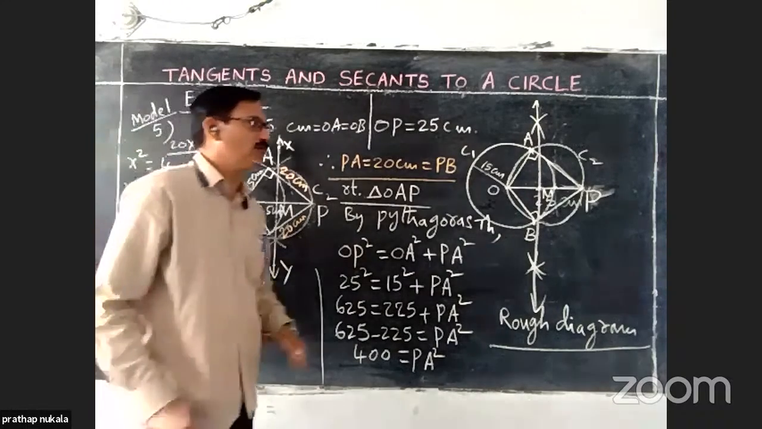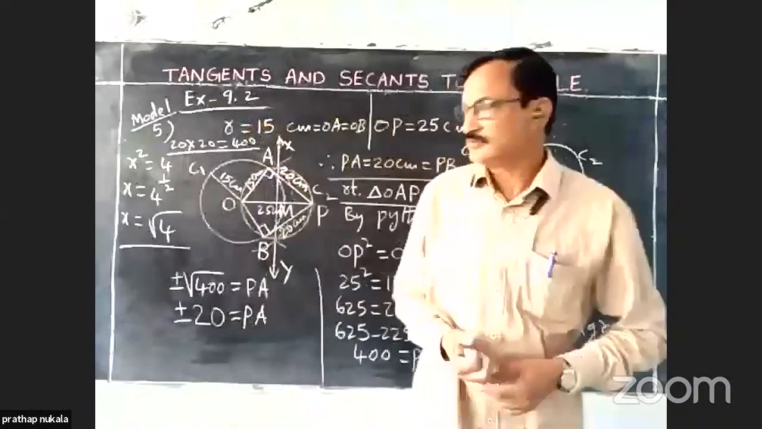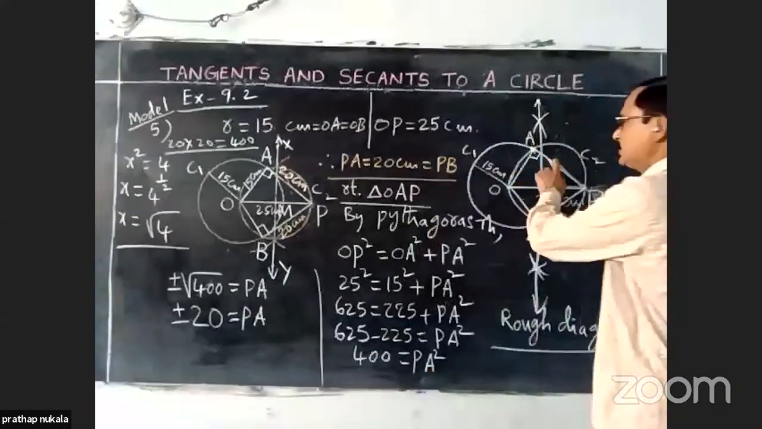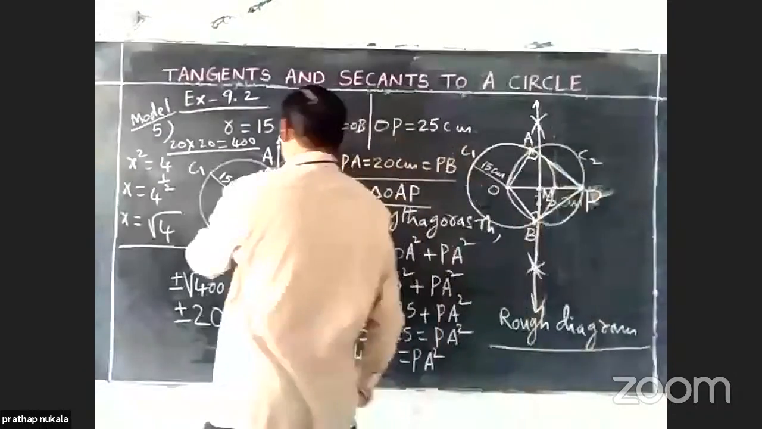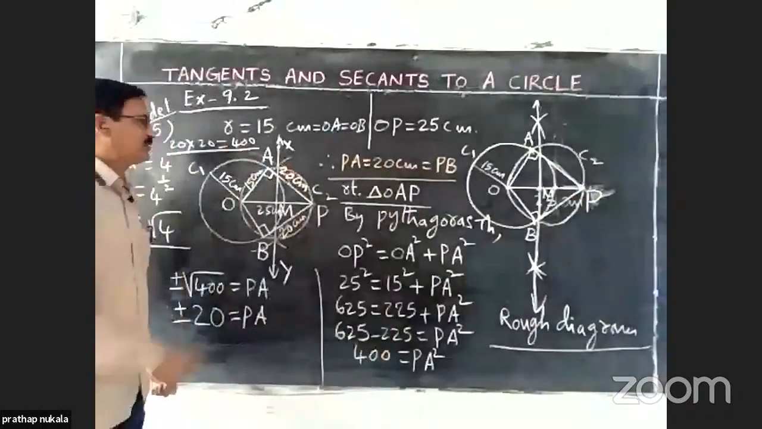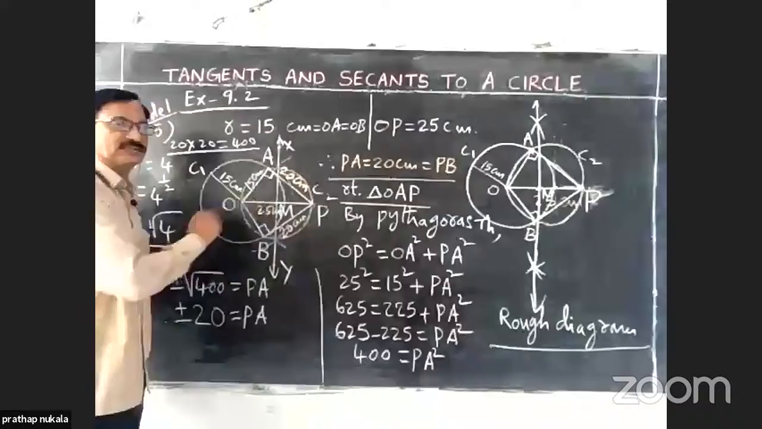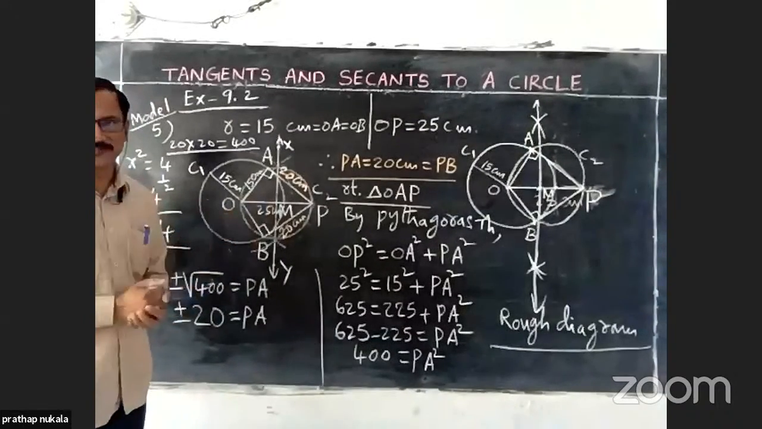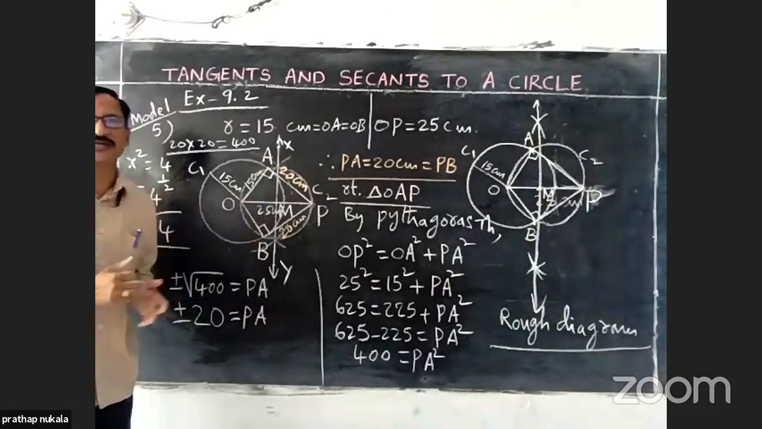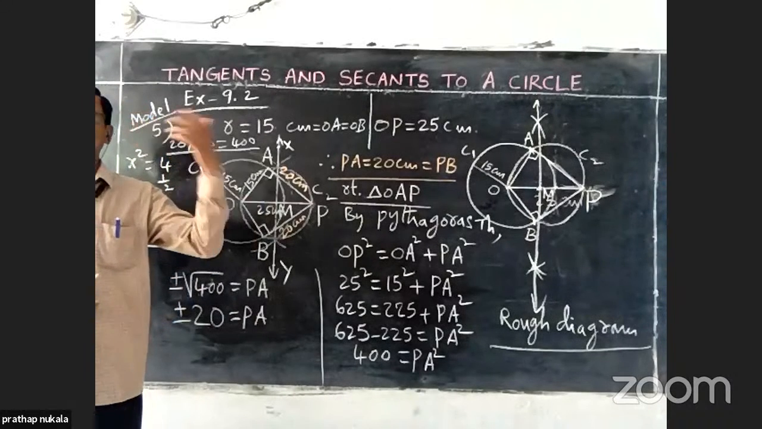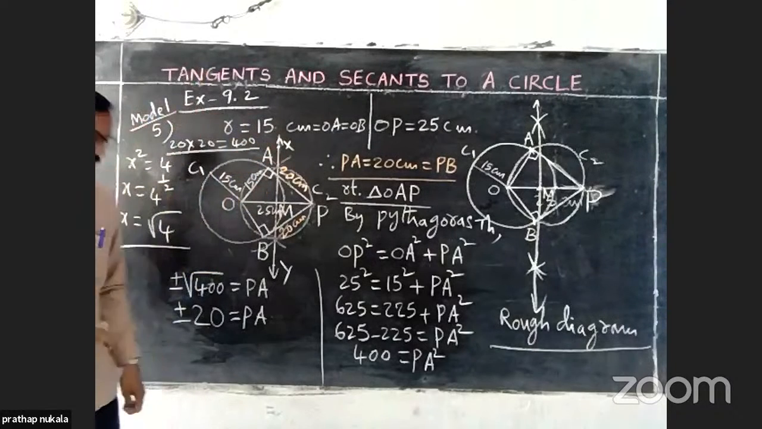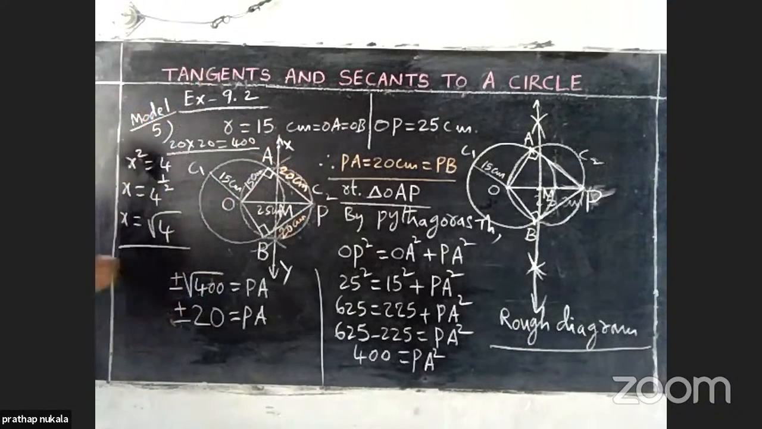What to take? Which value is important here? Already, these are the sides of the triangle. Sides means distance. Length means distance. Distance is always non-negative. It must be positive or 0. That's why we can neglect the negative value.